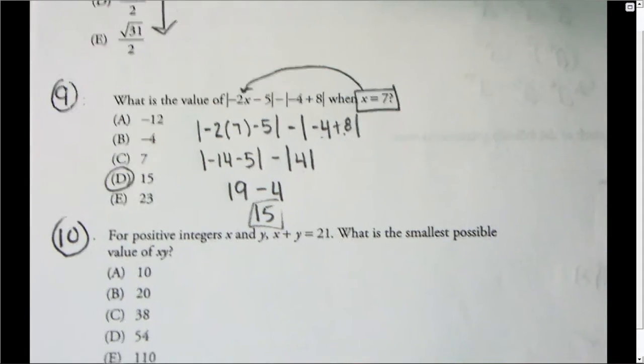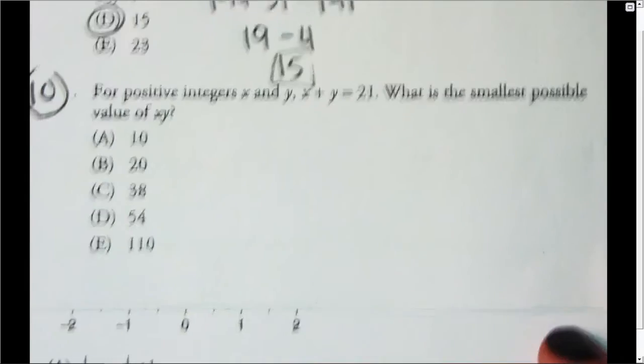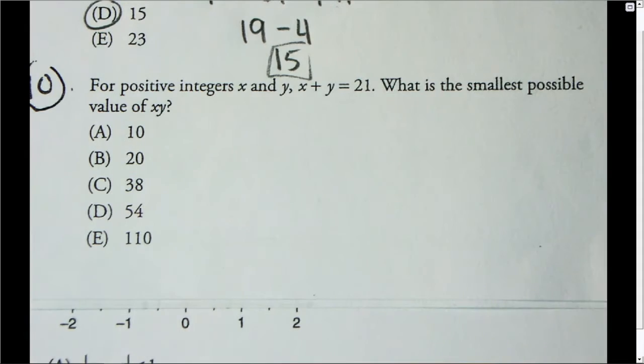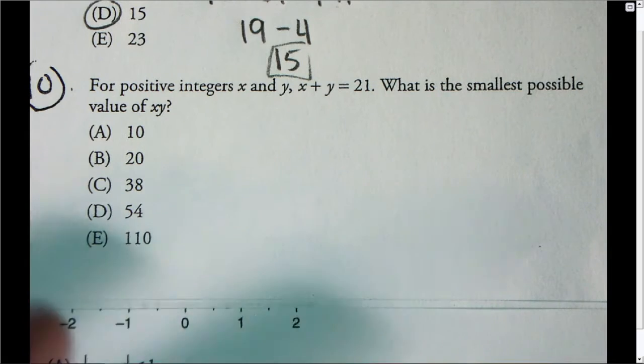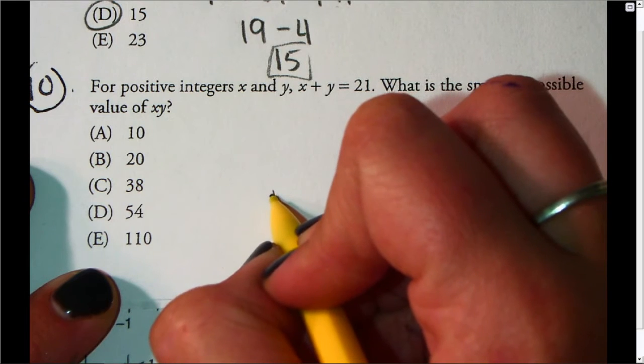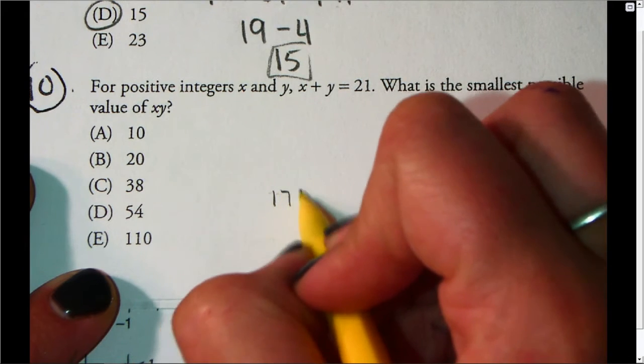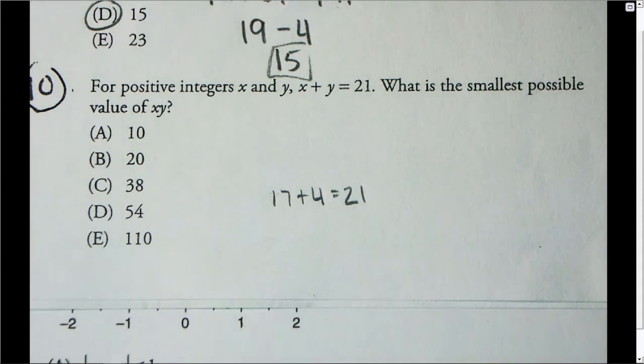All right, let's continue on. Number 10 is such a good problem because it is tricky, okay? This problem is hard. It wants to know, for positive integers x and y, x plus y equals 21. What is the smallest possible value of x times y? A lot of you, for some reason, I honestly don't know why, were like, well, I know that 17 plus 4 is equal to 21. And I honestly have no earthly idea why all of you started there, which is fine to do.